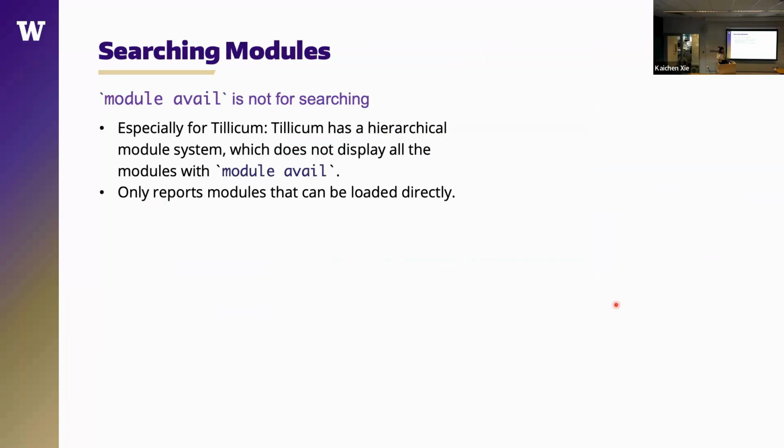Okay, so for searching the modules, module avail is not for searching, as we mentioned. This especially applies for Tillicum, because unlike Hyak Klone, Tillicum has a hierarchical module system which does not display all the modules with module avail. This is because Tillicum is a GPU cluster, and we want to avoid the conflicts of CUDA, MPI and your package. We want to have more consistent dependencies.